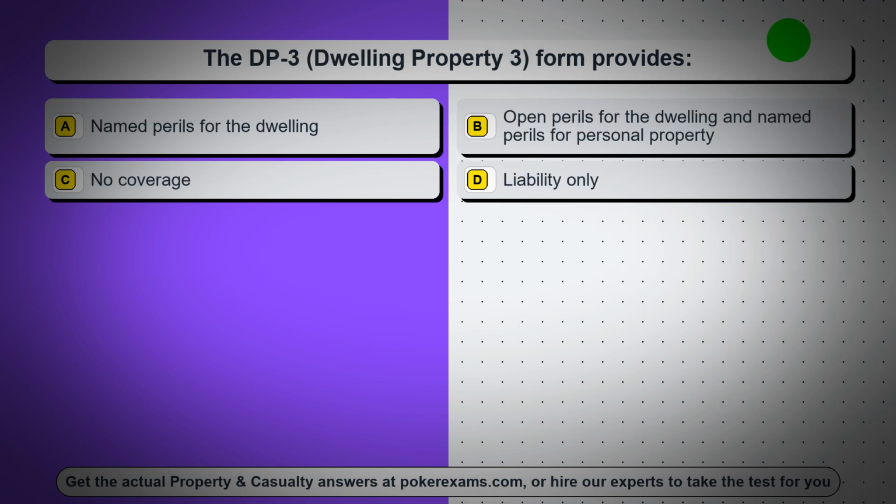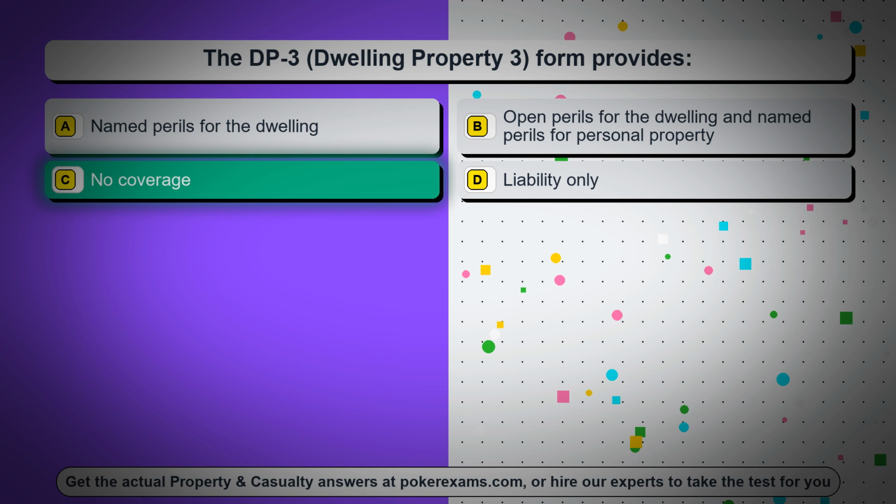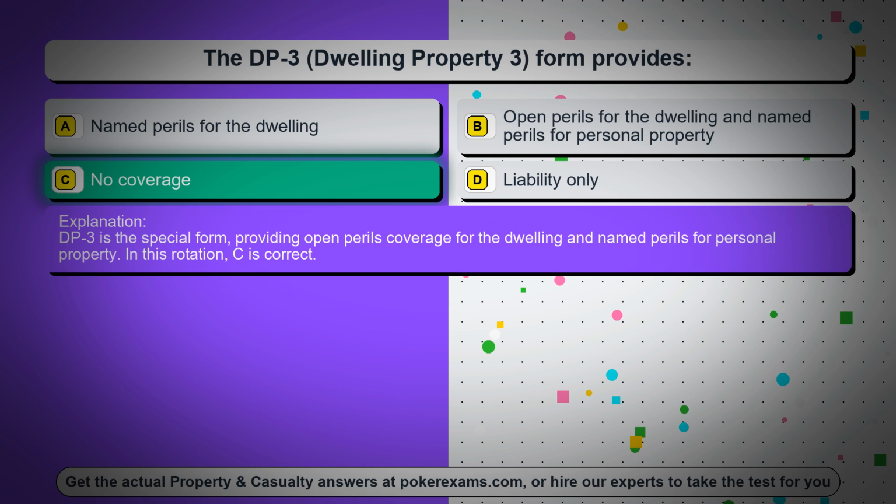Question 46. The DP3, Dwelling Property 3, form provides. Option A, named perils for the dwelling. Option B, open perils for the dwelling and named perils for personal property. Option C, no coverage. Option D, liability only. The correct answer is option C, no coverage. DP3 is the special form, providing open perils coverage for the dwelling and named perils for personal property. In this rotation, C is correct.